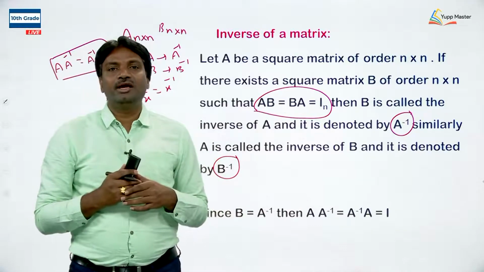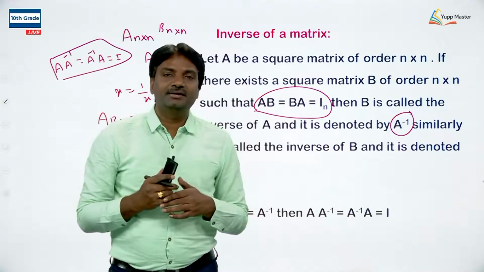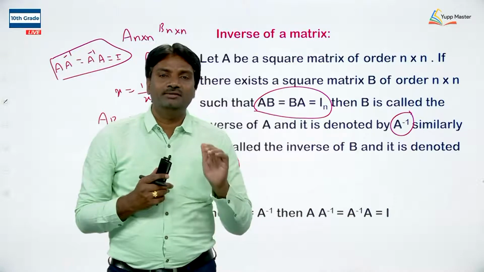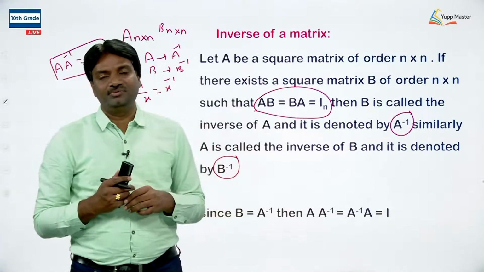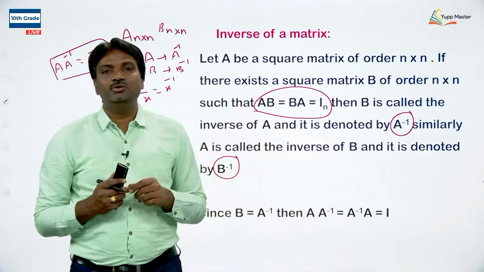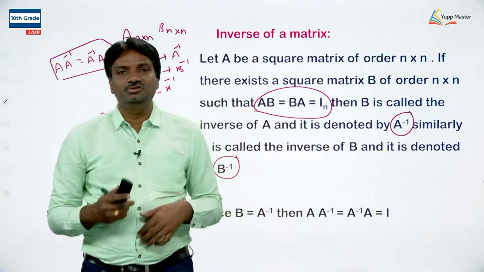If A is a square matrix of order 2 by 2, then A into A inverse equals I, that is nothing but 1 0 0 1. If A is a square matrix of order 3 by 3, then A into A inverse equals I3, that is 1 0 0 0 1 0 0 0 1.